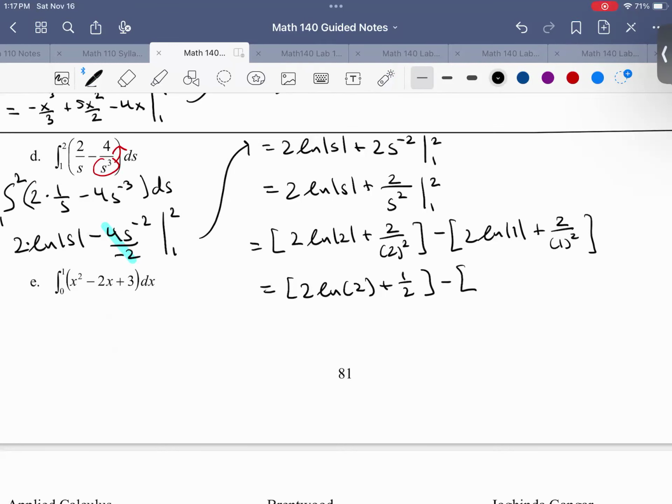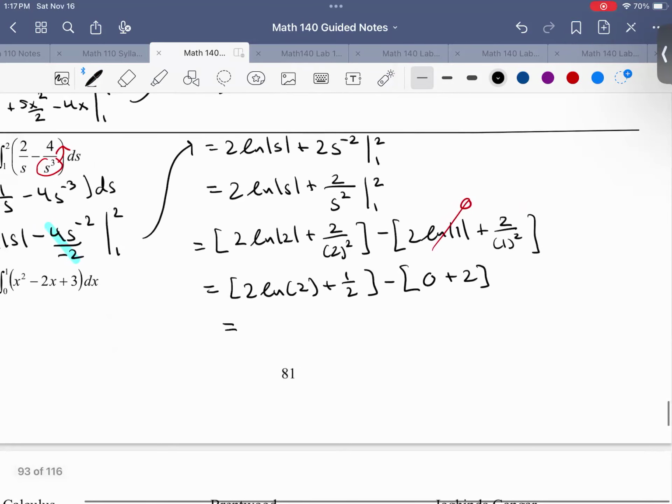Minus 2 natural log of 1. Well, natural log of 1, if you put that in your calculator, you're going to end up with 0, because the natural log of 1 is always going to be 0. So this will be 2 times 0, which is 0, plus 2 divided by 1 squared, which is just 2. Okay, so this is our solution looking pretty good. What we end up with is 2 natural log of 2 plus 1/2 minus 2, because the negative distributes in there. Because you would just have 0 plus 2, which is 2, and then negative 2.